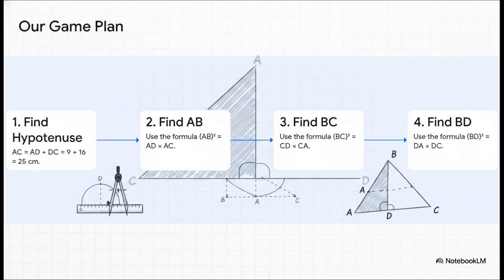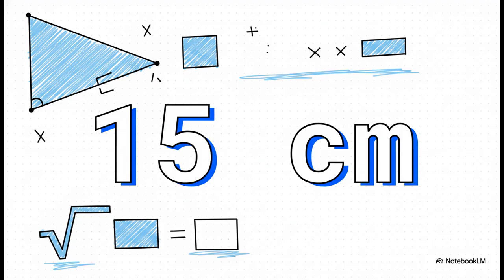Let's do it. First up, side AB. So our formula says that AB squared equals its projection, which is that 9 centimeter part, times the whole hypotenuse, which we know is 25. So, what's 9 times 25? It's 225. Take the square root of that, and you get 15. Bam! Side AB is 15 centimeters.